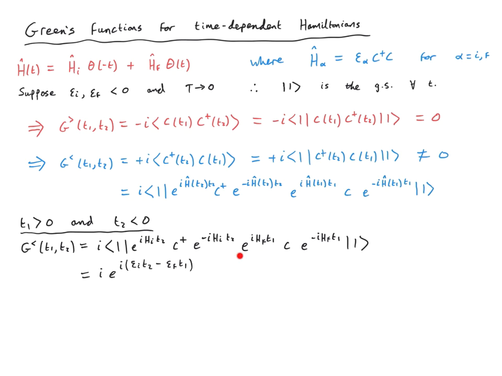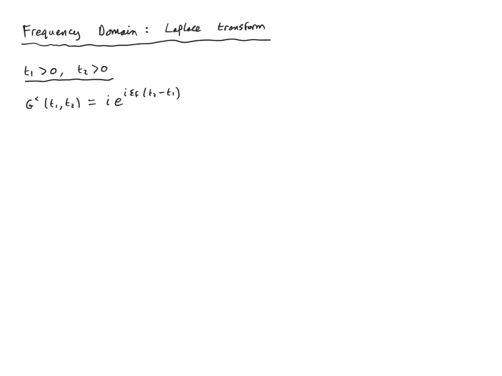Therefore, in the string of operators, this first term, which has evolved at time t1, applies to the final Hamiltonian Hf, whereas this operator is evolved under the initial Hamiltonian because we're at time t2, which is less than 0. When we evaluate this, we find that g lesser is i e to the i (epsilon_i t2 minus epsilon_f t1). So let's now discuss the Laplace transformation to the frequency domain of these Green's functions.